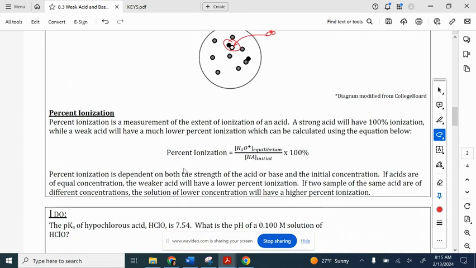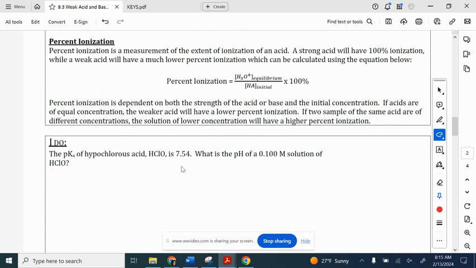So percent ionization. This is one that you will often see on tests, quizzes, your exam in May. It's a measurement of how much it ionizes as an acid. You could also have percent ionization for bases. So a strong acid will have 100% ionization. That's why it has a one-way arrow. Weak acids then will have a much lower percentage.